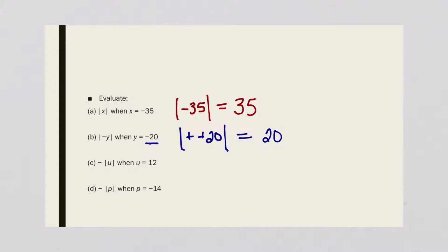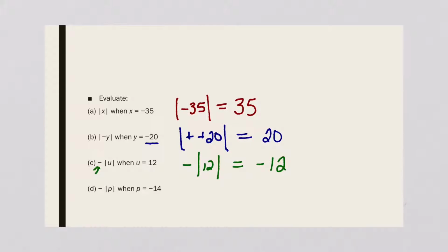Okay, on part C, this one's a little bit different. We've got the negative sign on the outside of the absolute value bars. So what that means is, on this problem, I'm going to substitute 12 in for u. So what you want to do, take the absolute value of 12, which is just 12, and then you have to multiply it by the negative that's on the outside. So in this case, the answer is negative 12. It's the only time that you're going to see absolute value turn into a negative number is when that negative sign is on the outside of the absolute value bars.